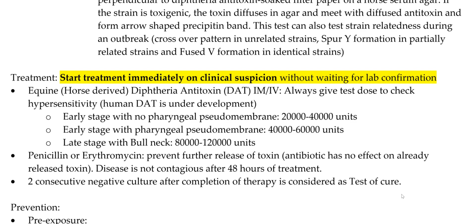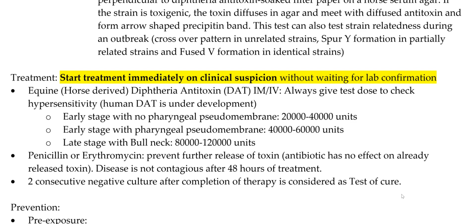Now, what is the dose? That depends on the severity. If you are not seeing pseudomembrane, you can give 20,000 to 40,000 units. If you are seeing the pseudomembrane on the pharynx, then give 40,000 to 60,000 units. If it is a very late presentation and you see that bull neck is there, a very malignant or severe presentation, then you should give 80,000 to 1,20,000 units. So it depends on your clinical judgment and diagnosis.